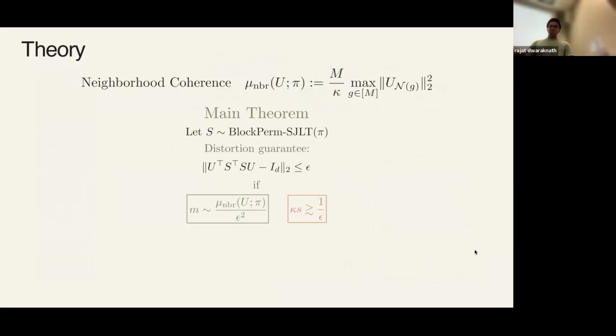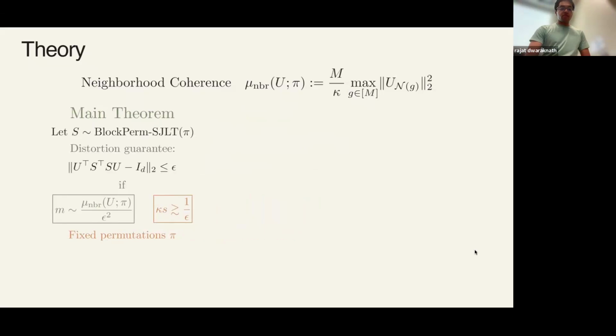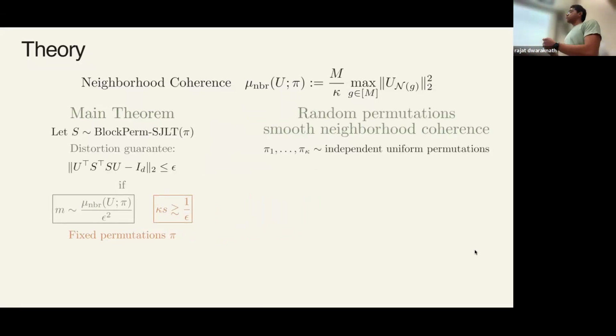Now, one catch here is this theorem was with fixed permutations, but the whole point is to randomize the permutations. And we can also show that if you randomize your permutations, you can control the neighborhood coherence, right? So specifically, if you choose your permutations to be independent, uniform, random, you can show that the neighborhood coherence is not too far away from 1, and the deviation from 1 goes down as you increase kappa.